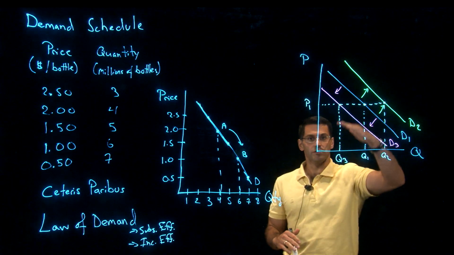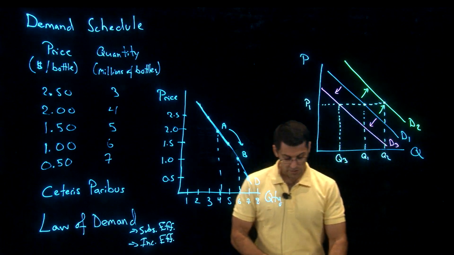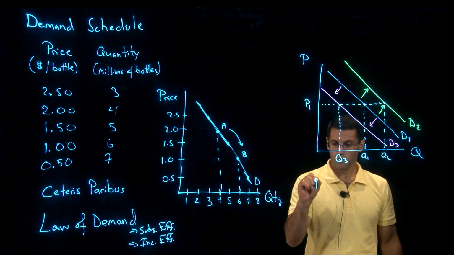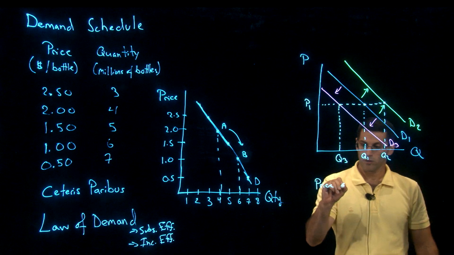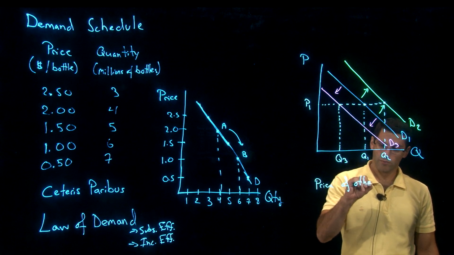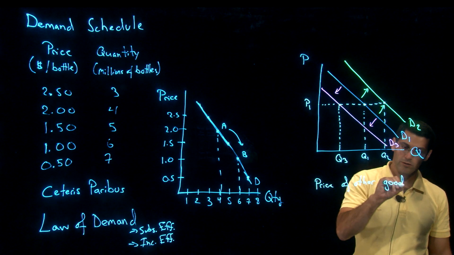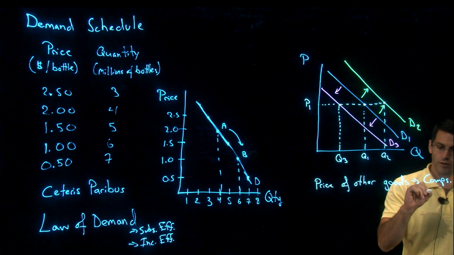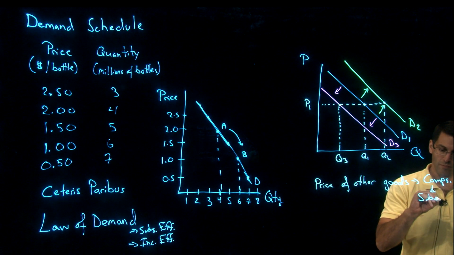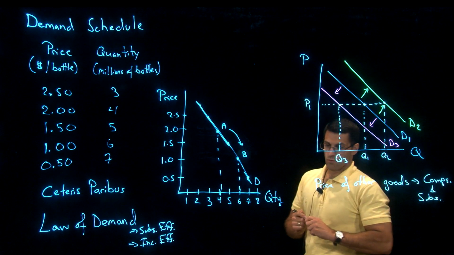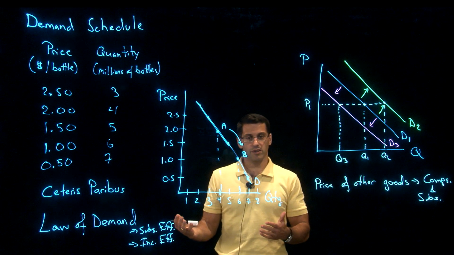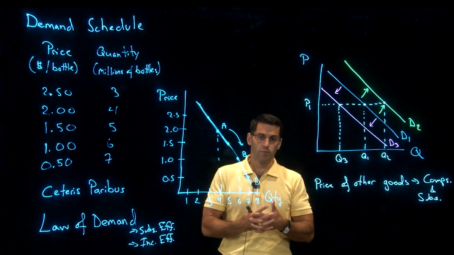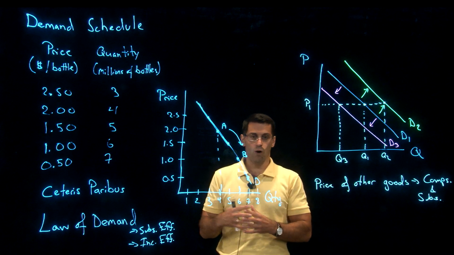So what might lead to these different kinds of shifts? Well, for one thing, we want to think about, say, the price of other goods. And specifically, we think about complements and substitutes. Right? So what are substitutes? Well, we already talked about some examples, right? So say the price of coffee. Right? If the price of coffee goes up, people might switch to buying more bottled water.